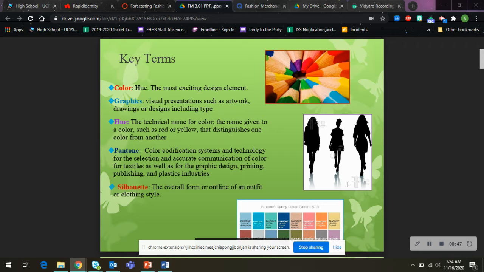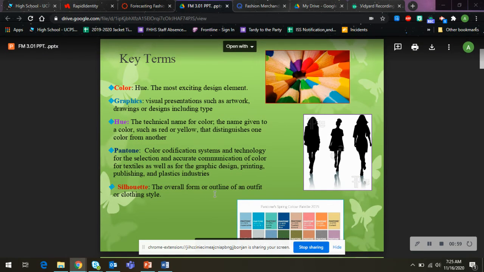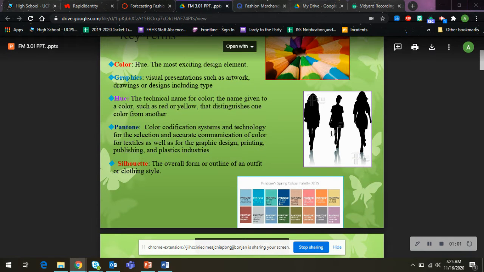Pantone is a color codification system and technology for selection and accurate communication of color for textiles, as well as graphic design, printing, publishing, and plastics. And we'll go over that more here in just a minute. And then silhouette is the overall form or outline of an outfit or clothing or style.